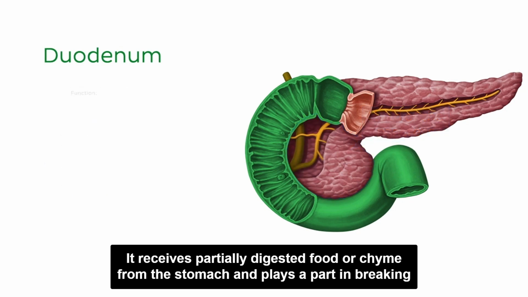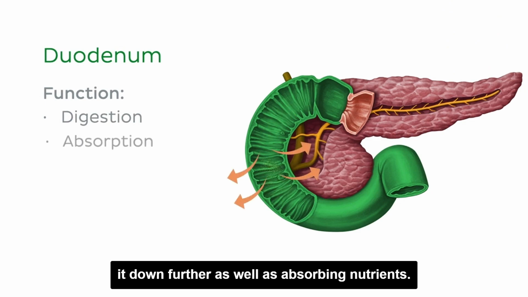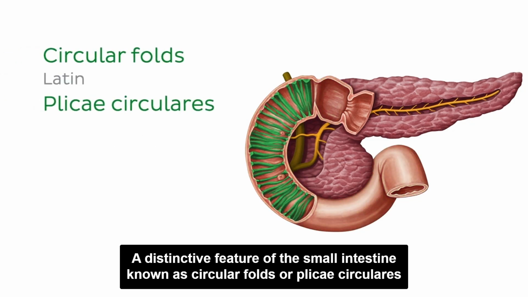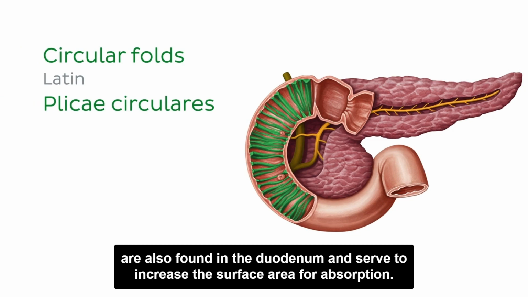It receives partially digested food or chyme from the stomach and plays a part in breaking it down further, as well as absorbing nutrients. A distinctive feature of the small intestine, known as circular folds or plicae circulares, are also found in the duodenum and serve to increase the surface area for absorption.